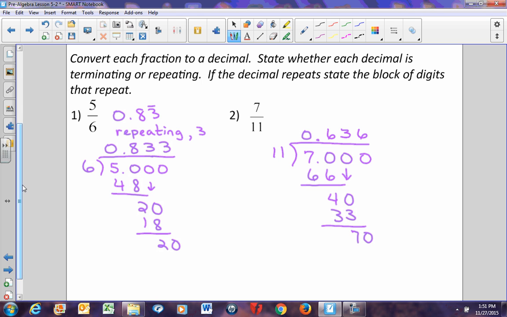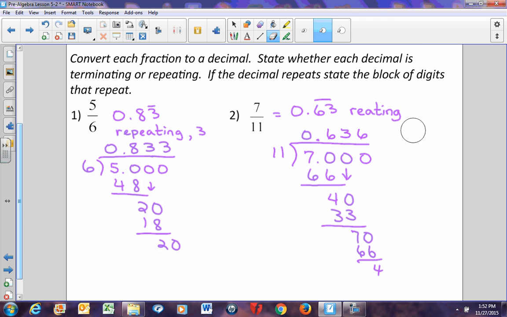I'm seeing a pattern here. 6 times 11 is 66. I'm going to have a 4 here. Notice what's repeating is both the 6 and the 3. So this answer would be 0.63 with a bar over both digits. Both the 6 and the 3 repeat. It's a repeating decimal. Let's see if we can spell repeating right. R-E-P-E-A-T. The digits that repeat are the 6 and the 3.